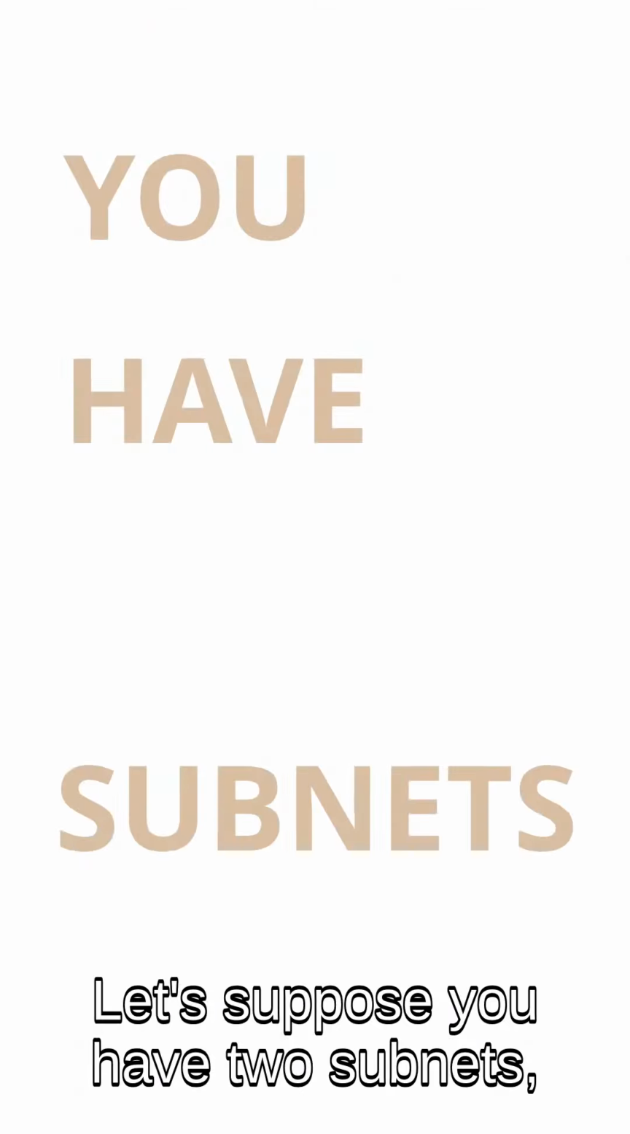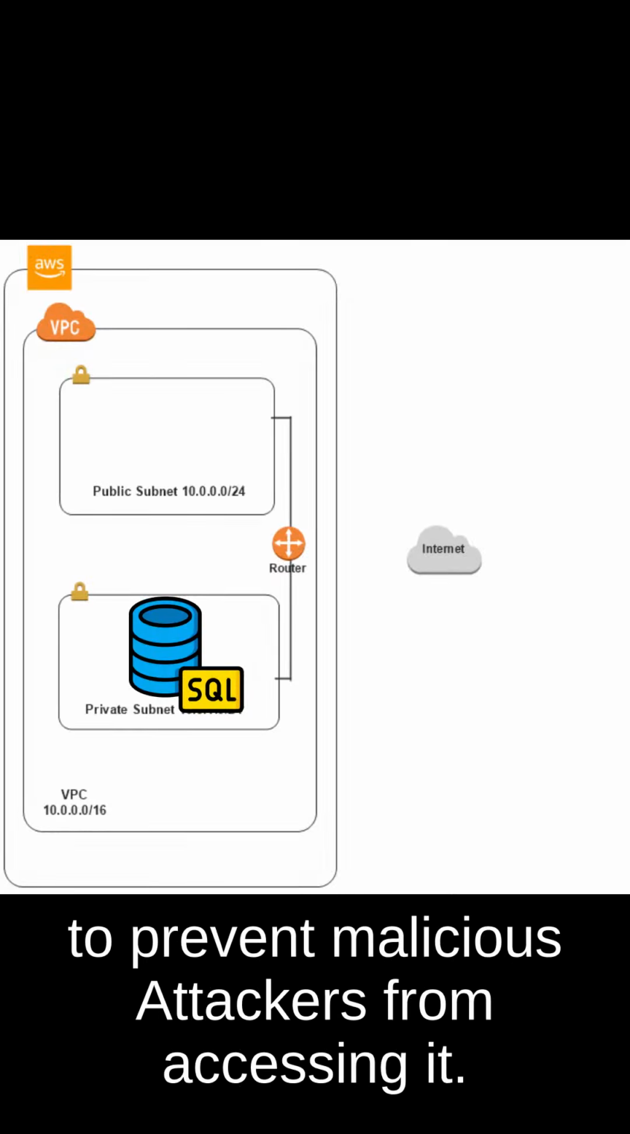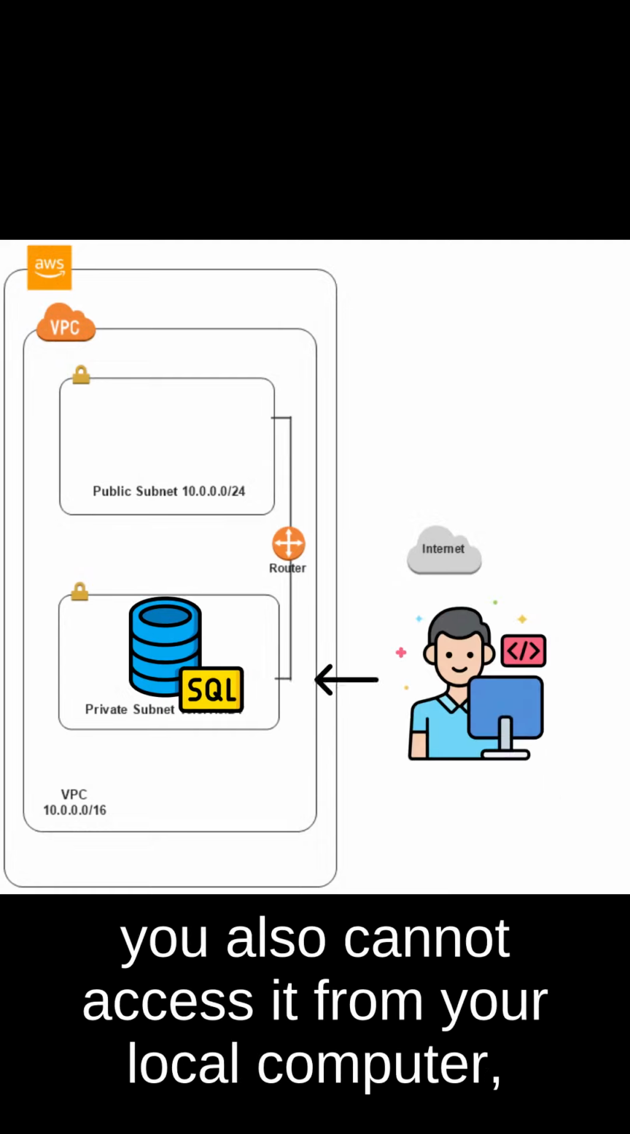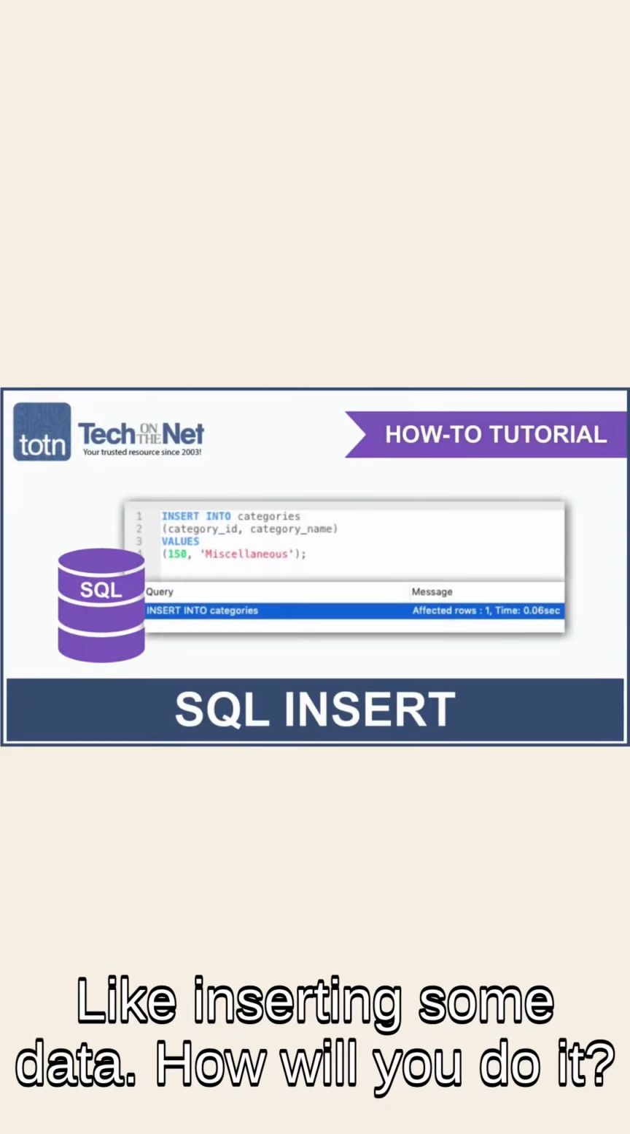Let's suppose you have two subnets. One is public and the other one is private. And for security reasons, a database resides on the private subnet to prevent malicious attackers from accessing it. On the other side, you also cannot access it from your local computer. But you need to make some changes to the database, like inserting some data. How will you do it?